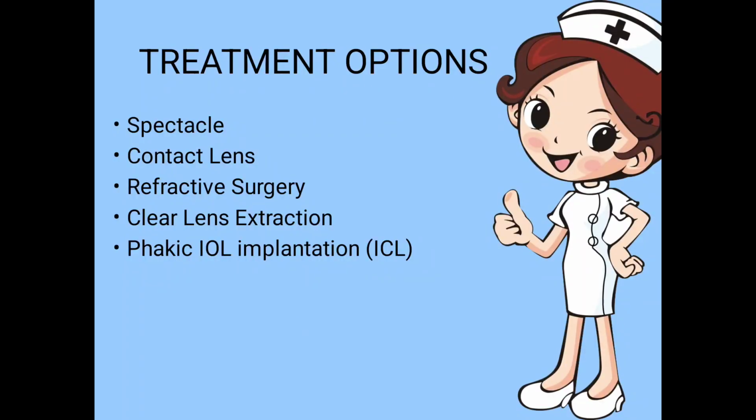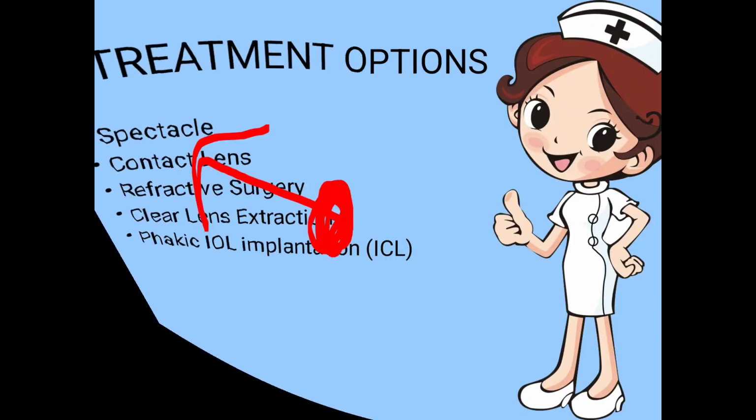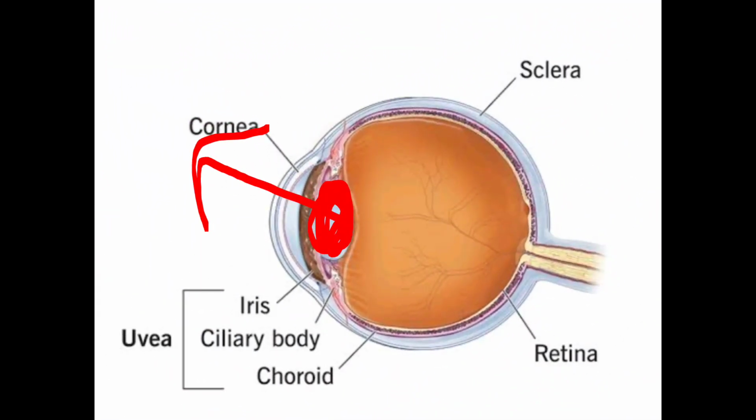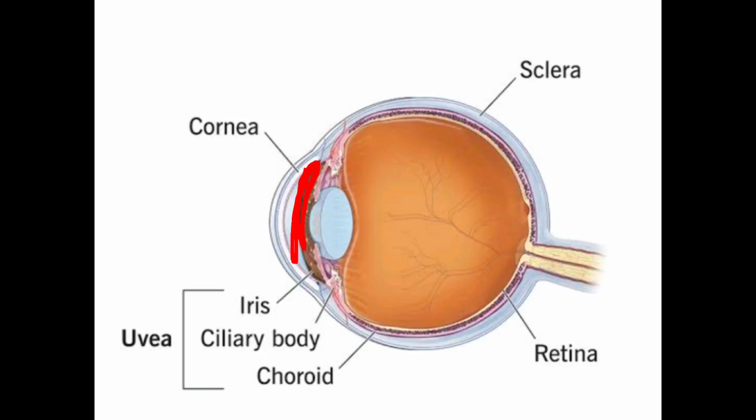Next one is phakic IOL implantation. In case of phakic IOL implantation, we implant the ICL lens. ICL means implantable collamer lens. It is placed between the iris and the cornea. We place the lens here. This lens will remain in position, and it gives the refractive correction to the patient. And when the patient's lens becomes cataractous, first of all we will remove this lens and then we will change the natural lens.